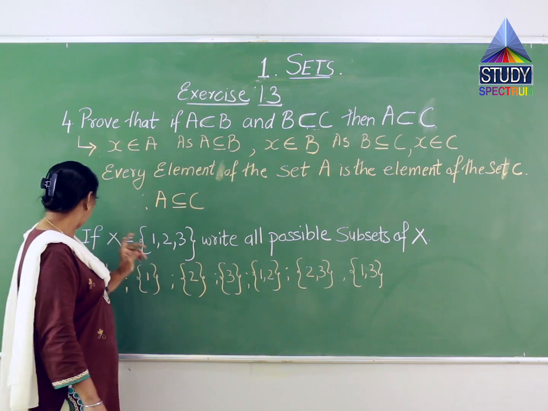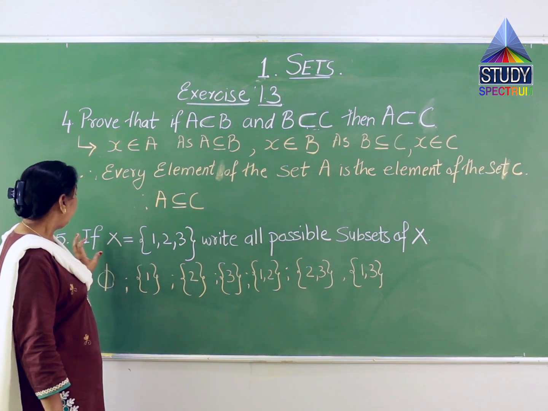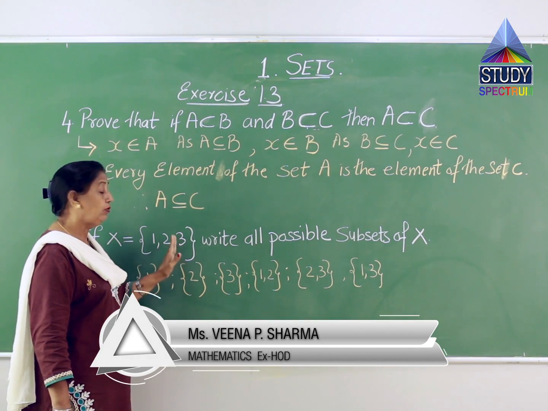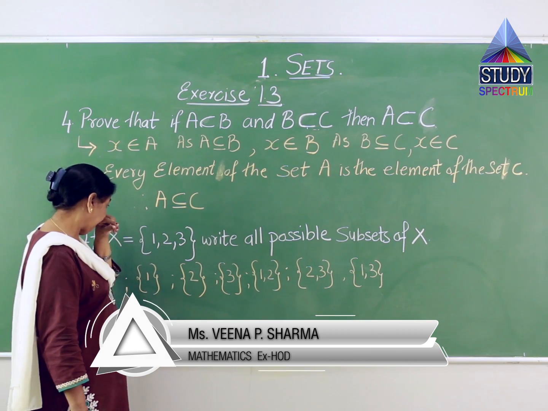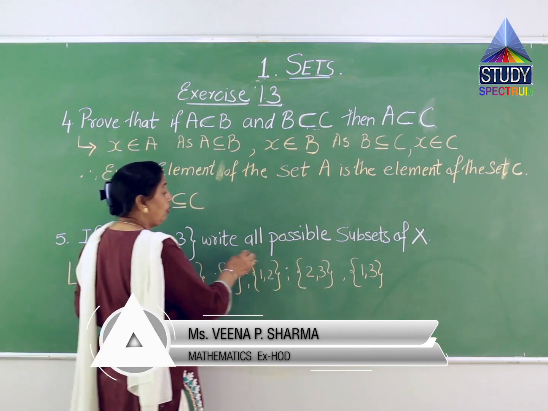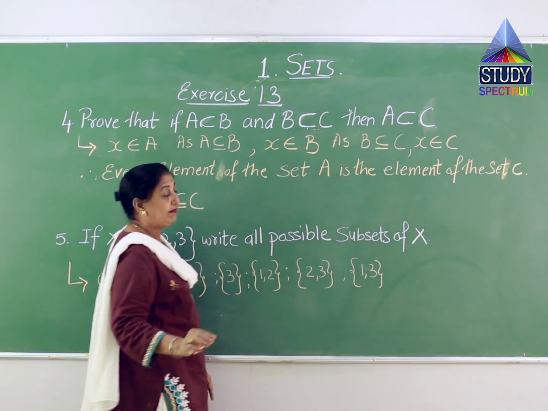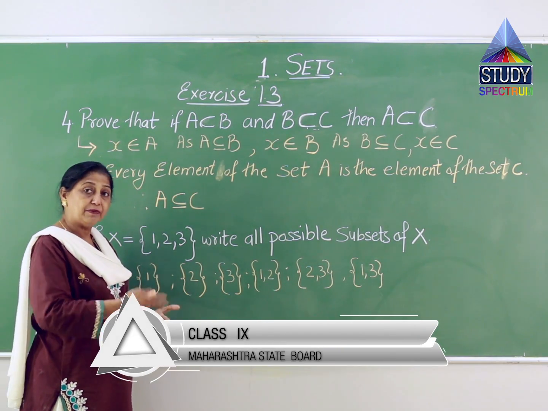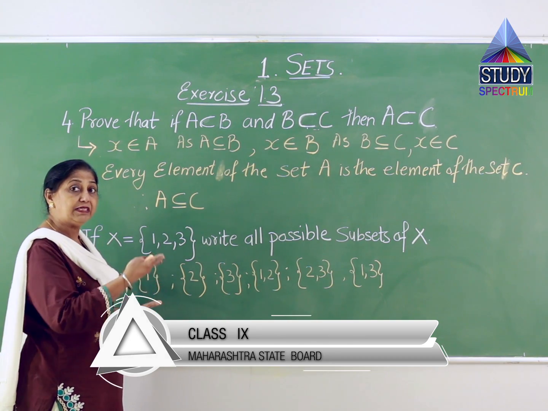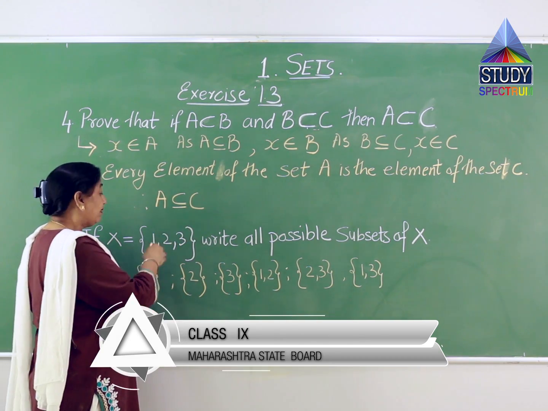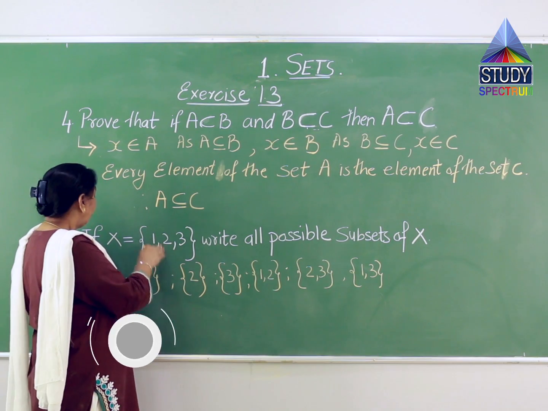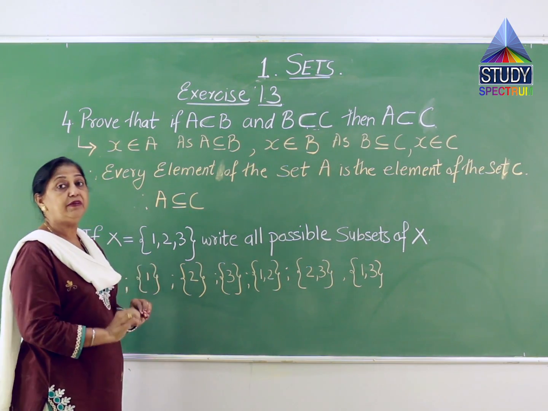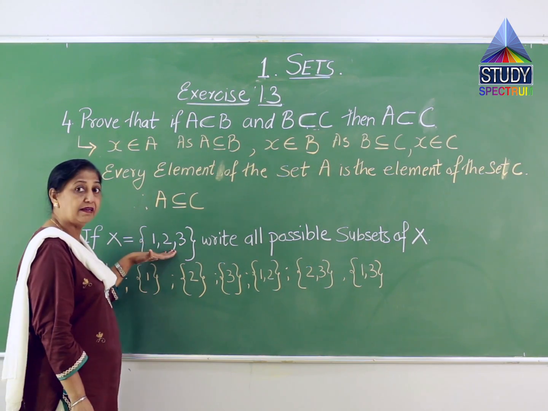The next question asked, the fifth question, is that X is a set which consists of the numbers 1, 2, 3. There are 3 elements in this set, and they have asked you to give all possible subsets of X. So what is a subset? A subset is a set which consists of elements which are present in the universal set. So here X is a universal set. You can use only the elements which are present in this set.